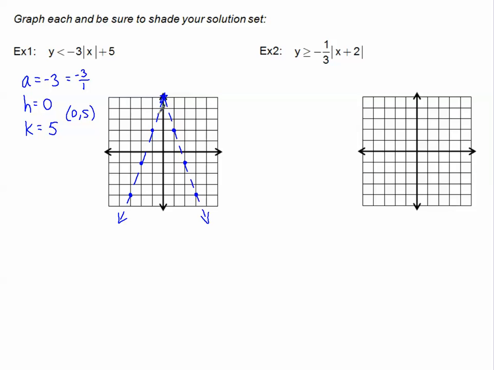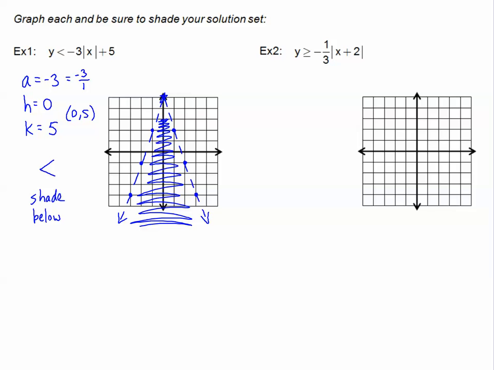So how we do that is we do a dashed line to tell everybody that none of this border is actually included this time. And then the last thing we have to figure out is where are we shading? If we see a less than symbol, we're going to be shading below. Shade below. So our V graph has separated everything that's above the V and everything that's below the V. And in this case, everything below the V is actually inside the V because it's an upside down graph. So that's our graph there.